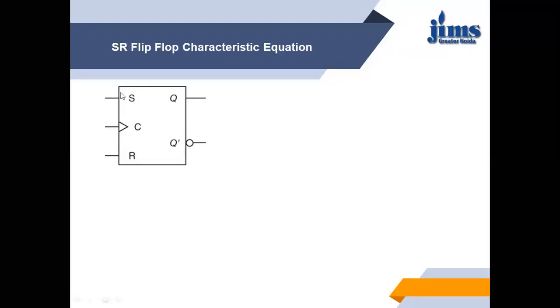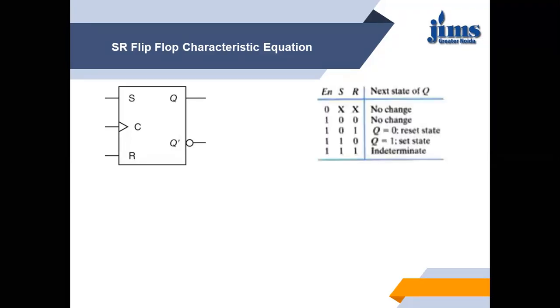We have two inputs S and R. We have a control input C, one output Q and another output Q bar. It is assumed that Q and Q bar are in the complementary mode. We have the characteristic operation table.